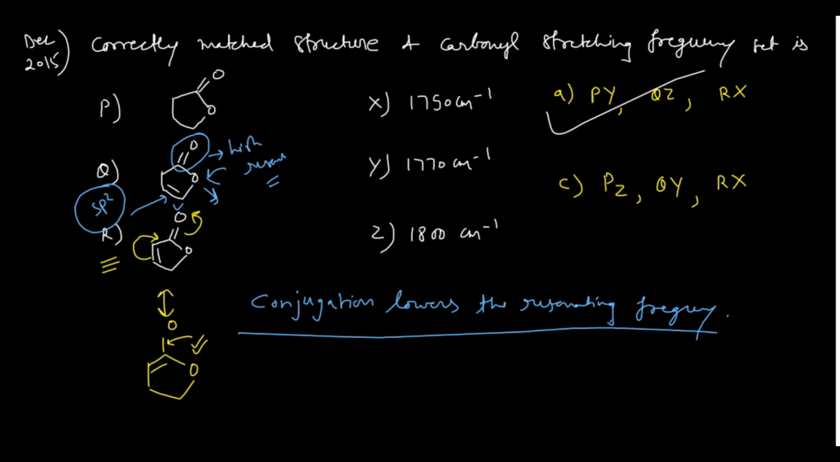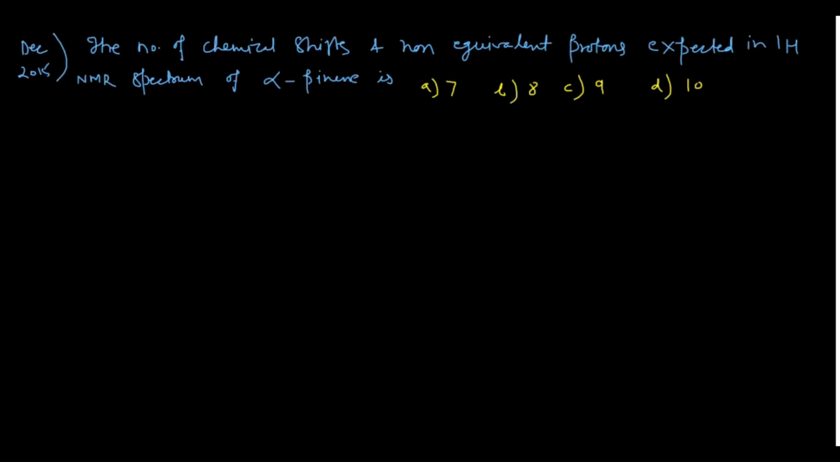Now moving to the next problem guys, what does it say? The question says: the number of chemical shifts and the non-equivalent protons expected in the proton NMR spectrum of the alpha-pinene is. So you should know the structure of the alpha-pinene. I think the structure of the alpha-pinene was given in the examination itself, but I forgot to draw the structure here. Not unfortunately, you should know some of the basic organic molecules, basic natural products. This alpha-pinene is present in the essential oils basically. It's a monoterpene.